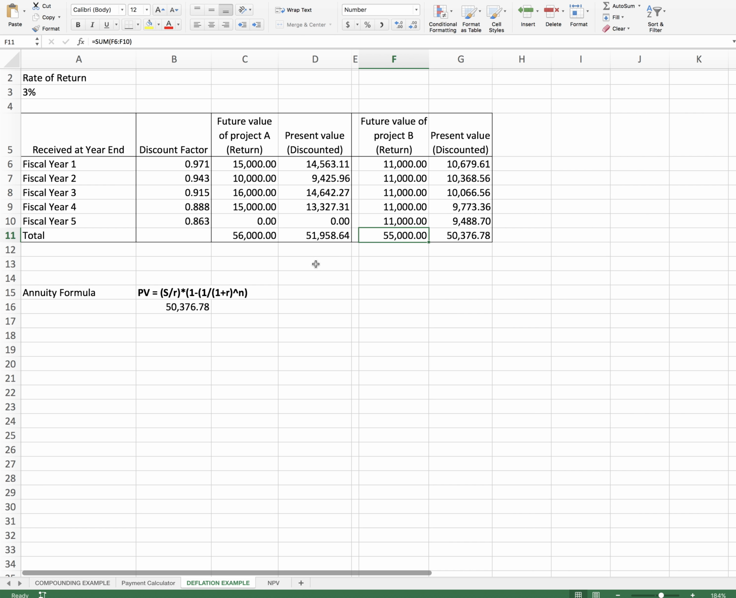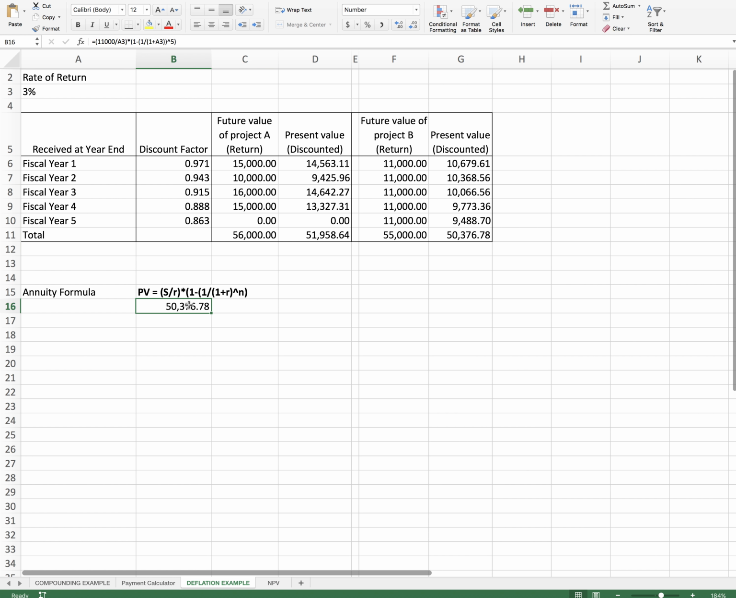So what I can do is just basically use my shortcut annuity formula, which is the PV equals S divided by R times 1 minus 1 divided by 1 plus the rate to the power of n. Okay, and I click on the number here, and you can see I plug the number in up here in Excel, and you see that they came out to be the same, 50,376. So instead of doing this formula 5 times, I did it once using my annuity formula.